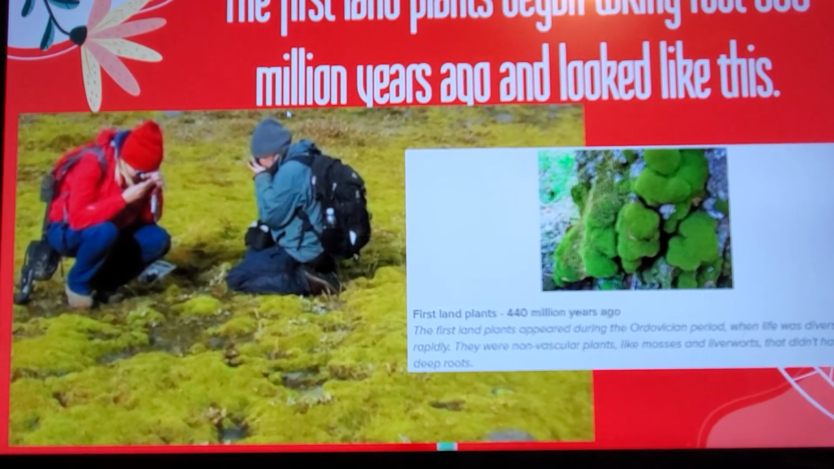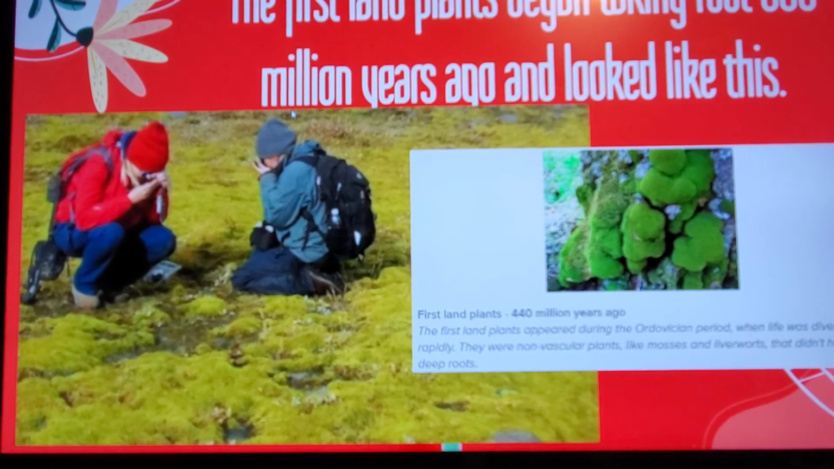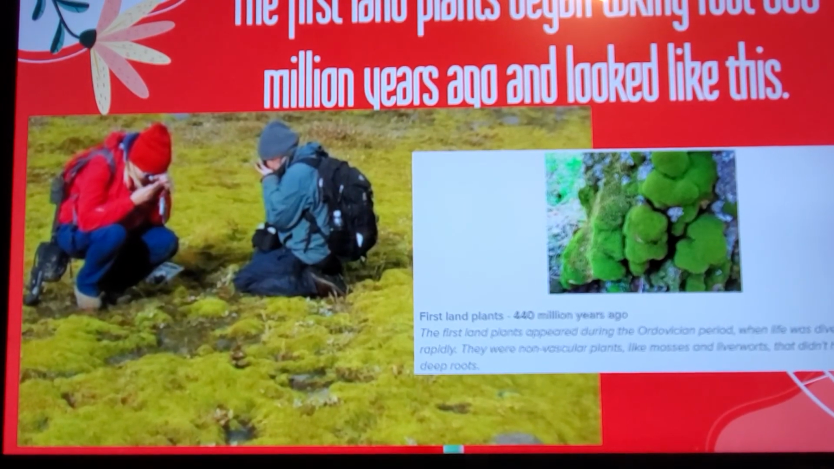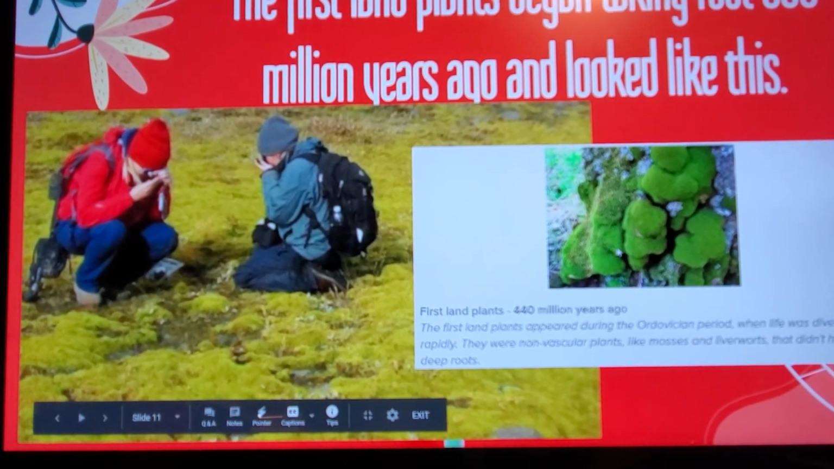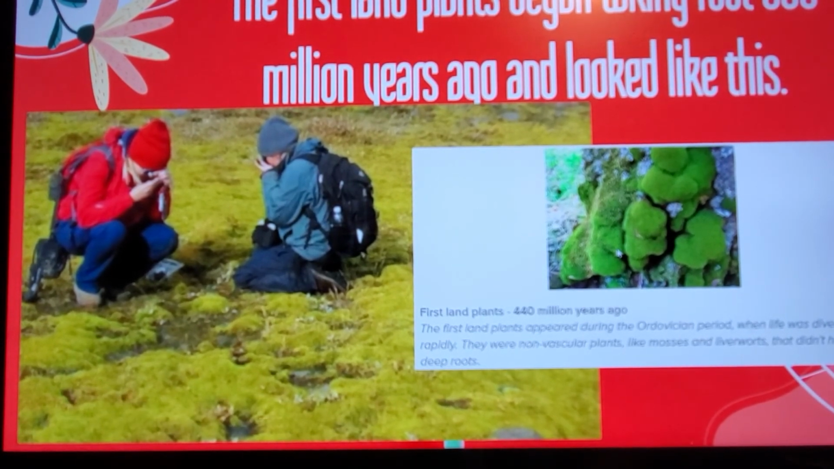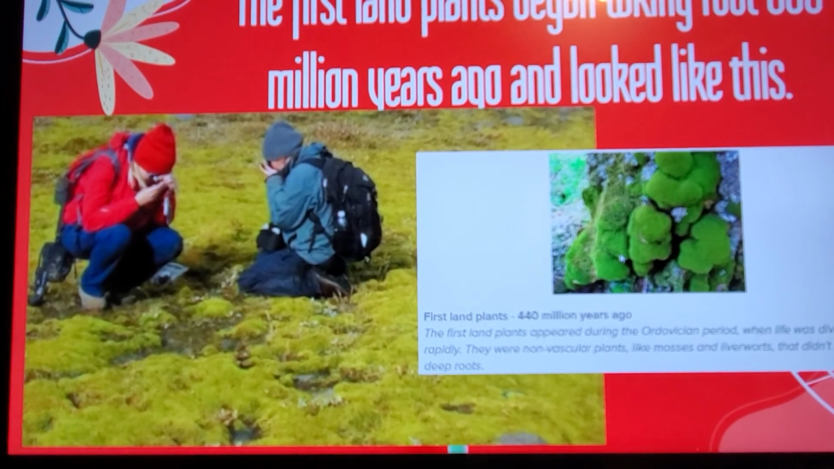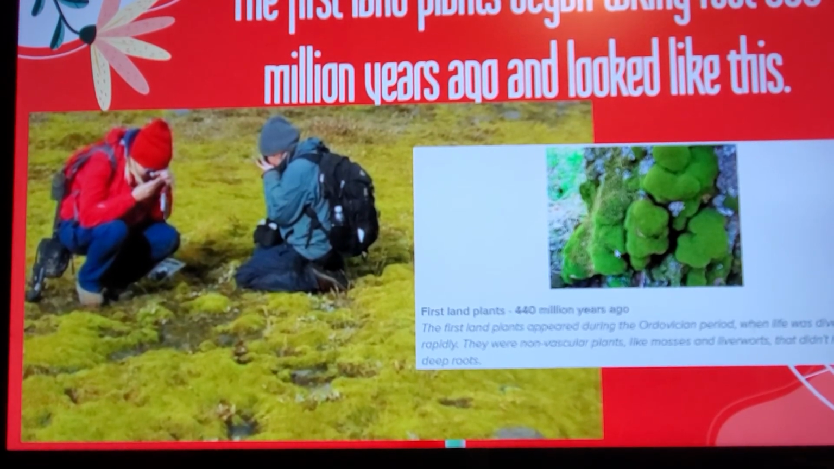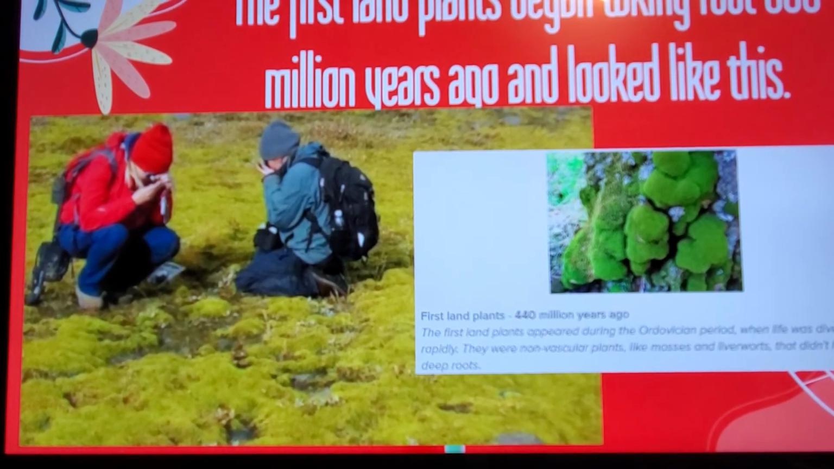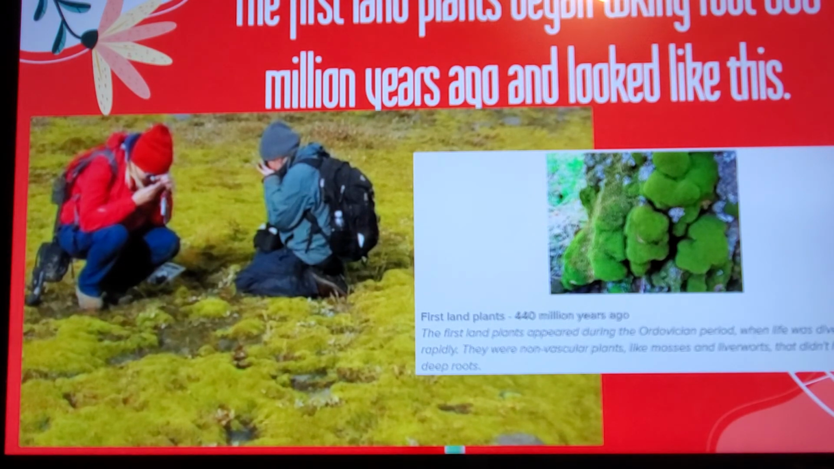So it says about 500 million years ago is when the first plants appeared on our planet. This one here looks sort of like a moss growing on the floor. This one places it at 440 million years ago. It says land plants appeared during the adaptation period when life was diversifying rapidly, meaning life on our planet was changing. A lot of new types of plants and maybe ocean animals were becoming more and more different species.